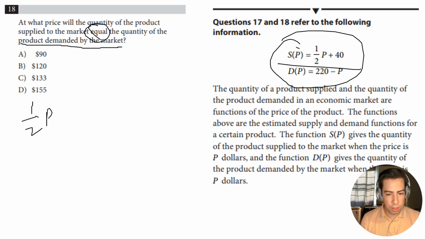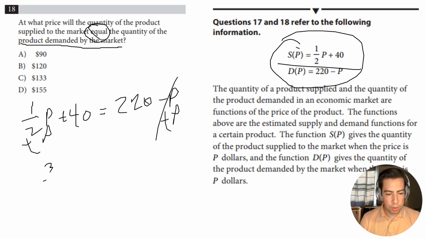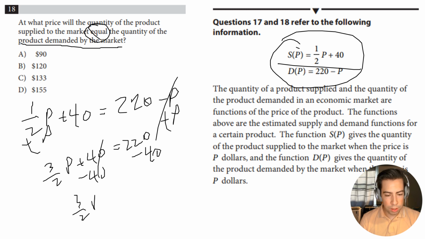So I'm going to have 1/2 P plus 40 equals 220 minus P. So now what I'm going to do is I'm just going to add P to both sides. So I'll get 3/2 P plus 40 equals 220. And then I will subtract 40 from both sides. Then I'll have 3/2 P equals 180, and then I will multiply both sides by 3/2 to get those to cancel. Or sorry, excuse me, 2/3.